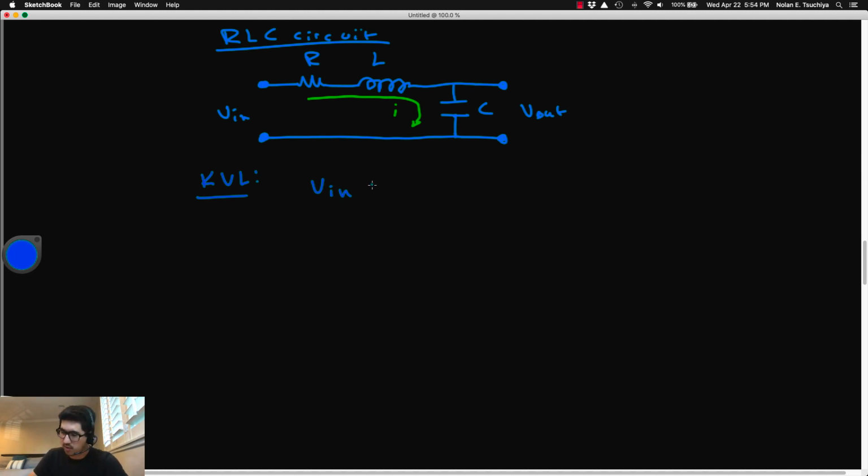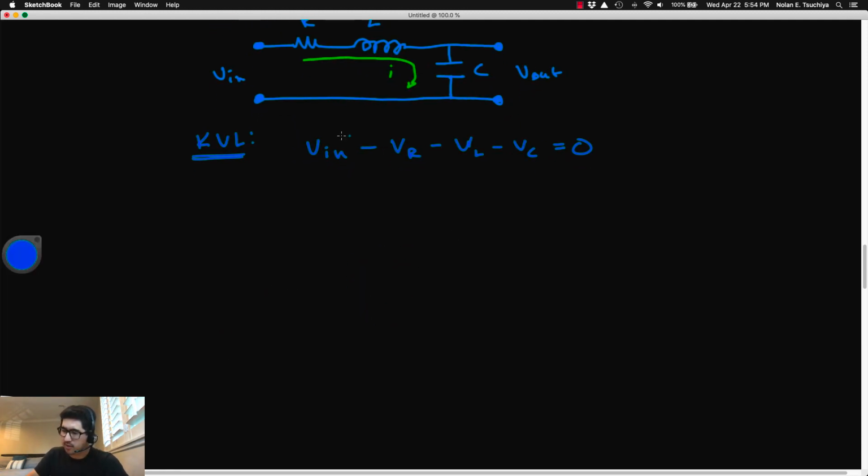Okay, so the governing equation is V in minus VR, which is the voltage across the resistor, minus VL minus VC is all equal to 0. Okay, so that's the governing equation that's stated by Kirchhoff's voltage law. What we need to do now is make some substitutions.